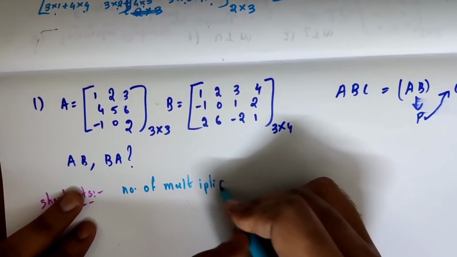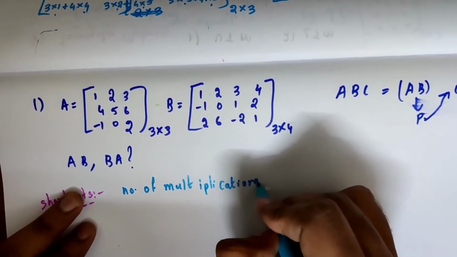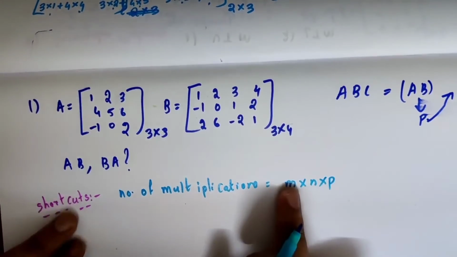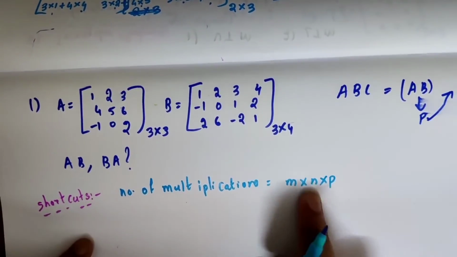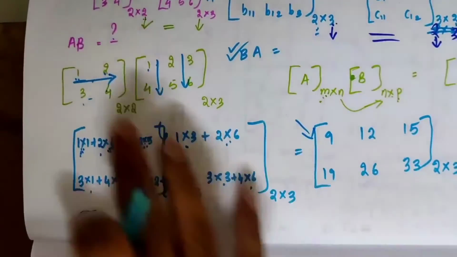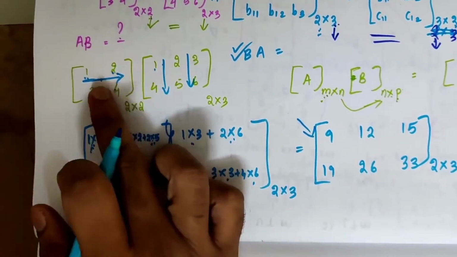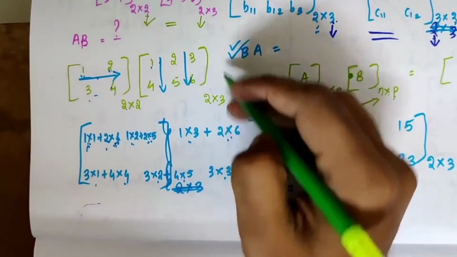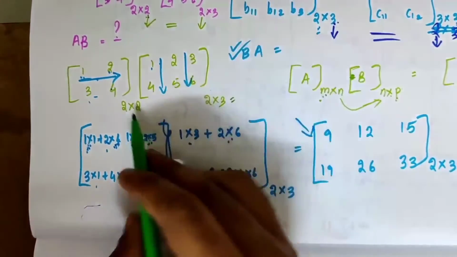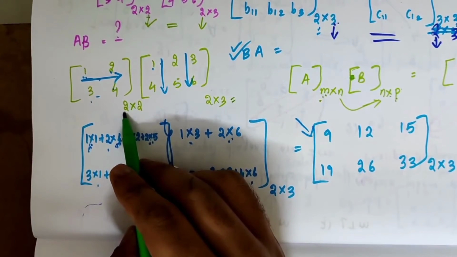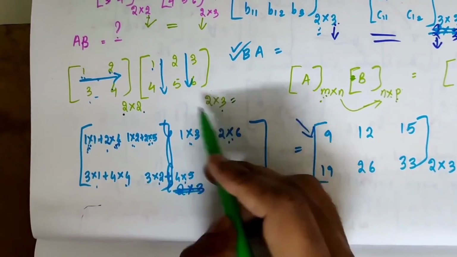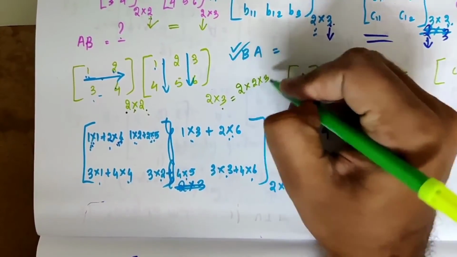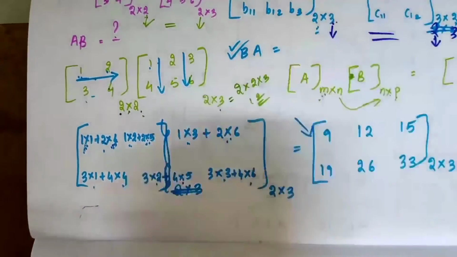we have the formula m into n into p. So this is our formula. Let us verify this formula. For finding AB, the number of multiplications required is m into n into p. So what is m? This is m, this is n, this is p. So 2 into 2 into 3. So totally we require 12 multiplications to form AB.